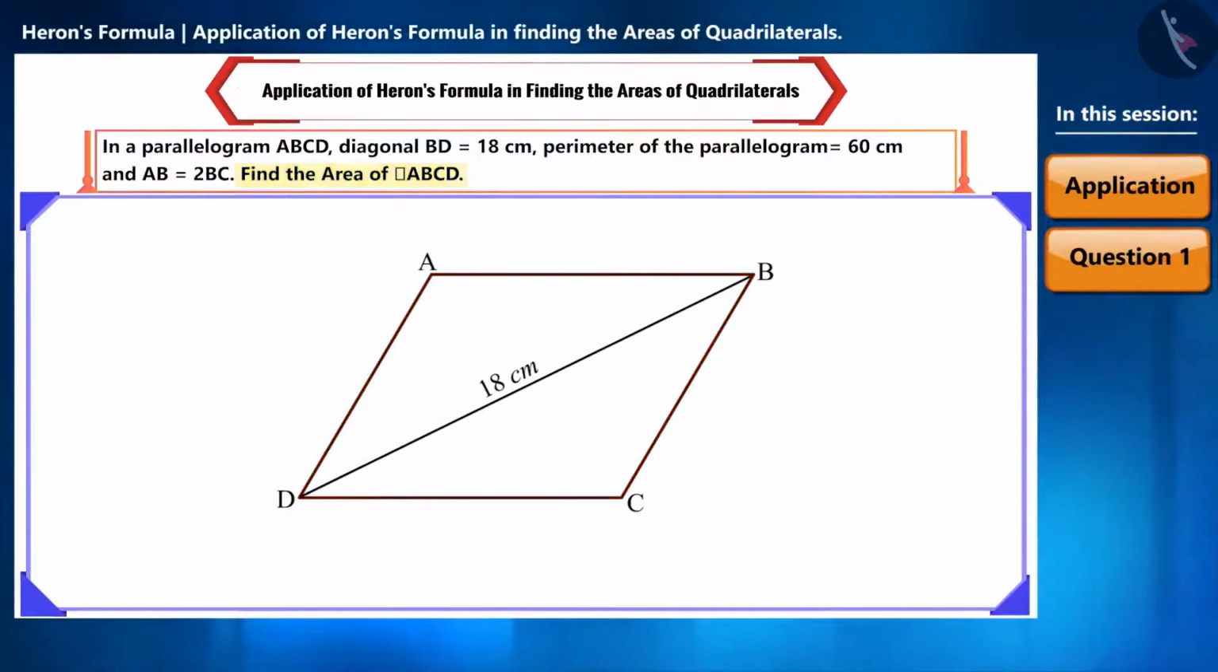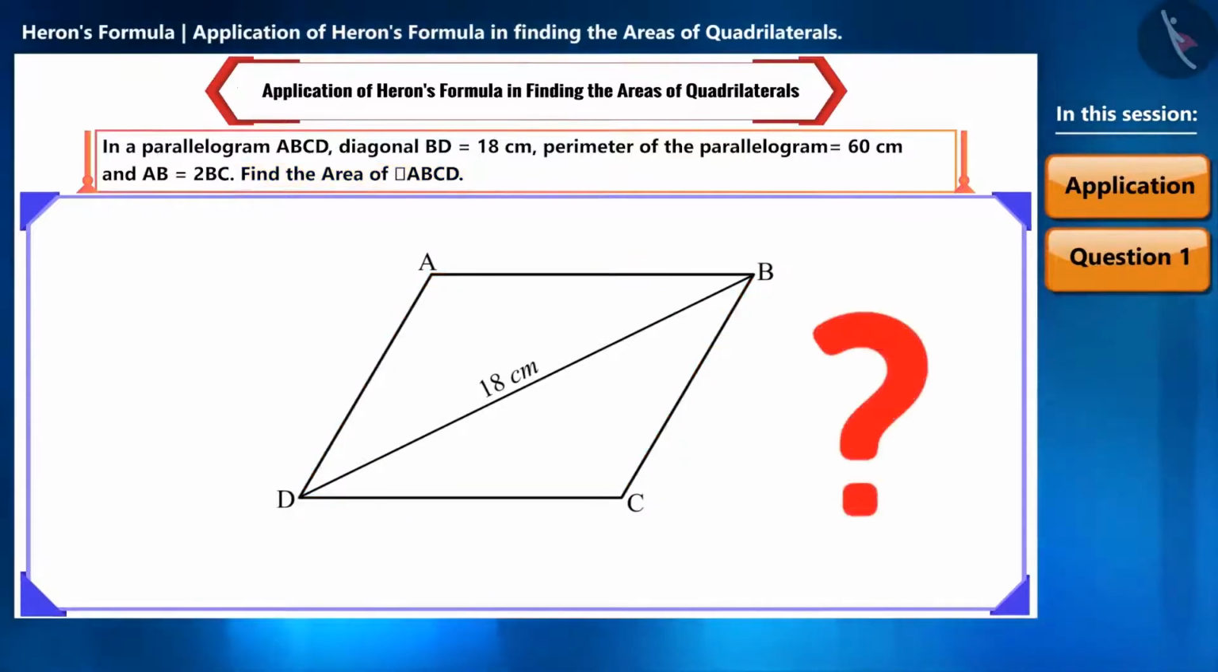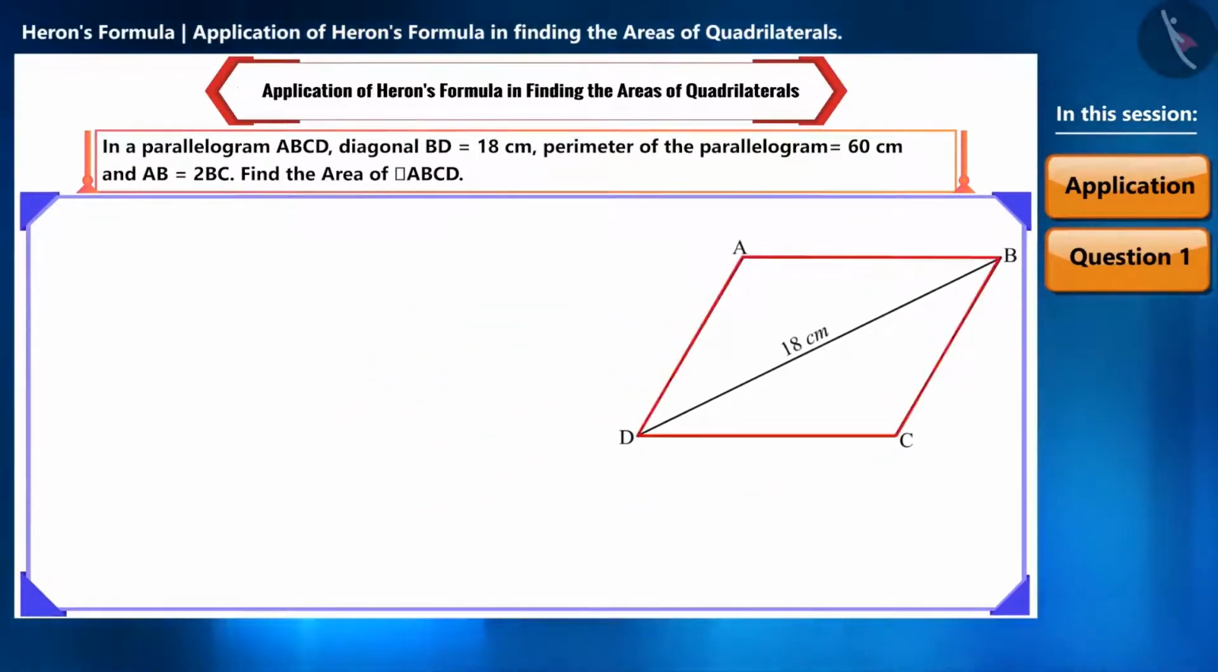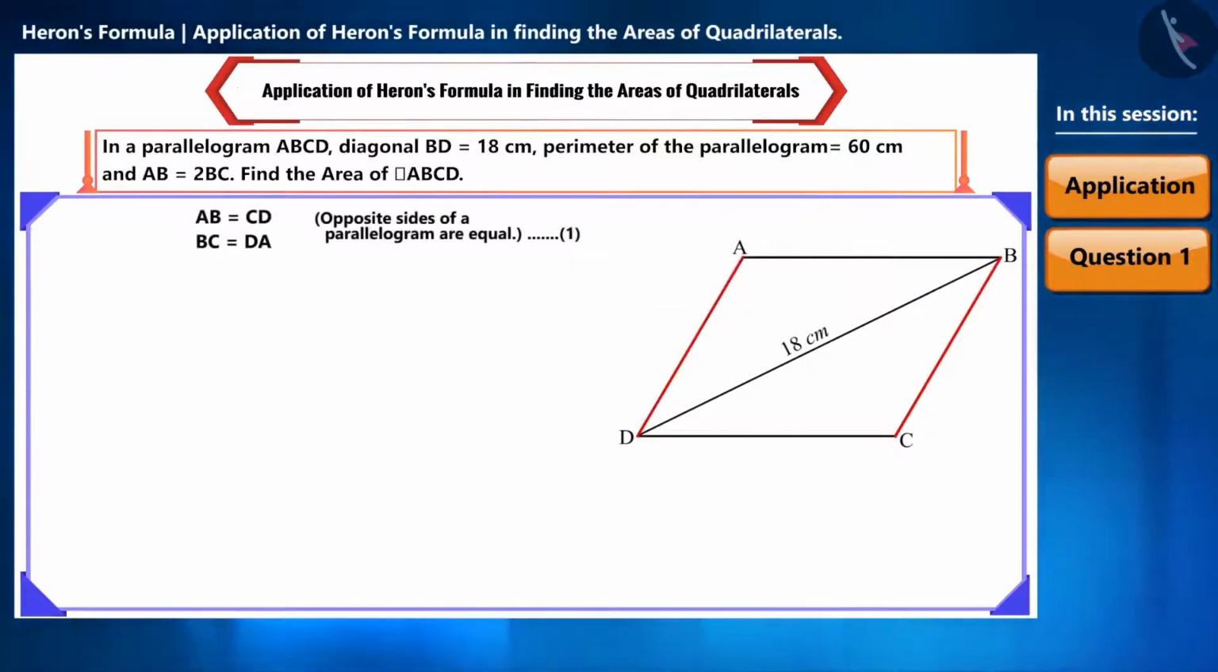Friends, can you tell how we should start? Here, we need to know the length of all the sides. So, first of all, we will find the length of all the sides of this parallelogram. ABCD is a parallelogram, that is AB will be equal to CD and BC will be equal to DA. Let's call it equation 1.